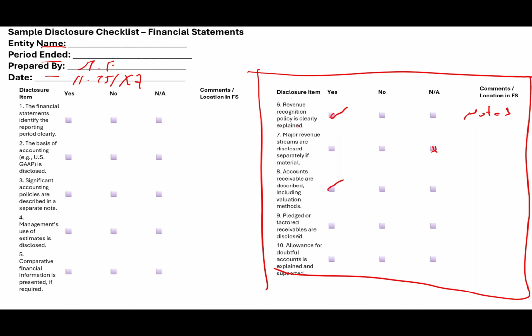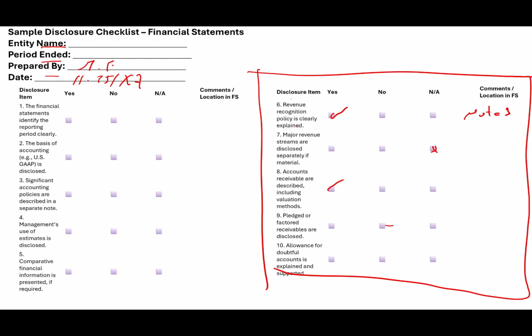Yes. Pledged or factored receivables are disclosed. Not applicable. None. We don't have any of this. Or we can say no. Rather than not applicable, we can say no. And not applicable means we don't have it altogether. Say no, it means at this point we don't have any pledged or factored receivable. So on and so forth. And frankly, I don't remember what the incorrect answer is. The incorrect answer is no.